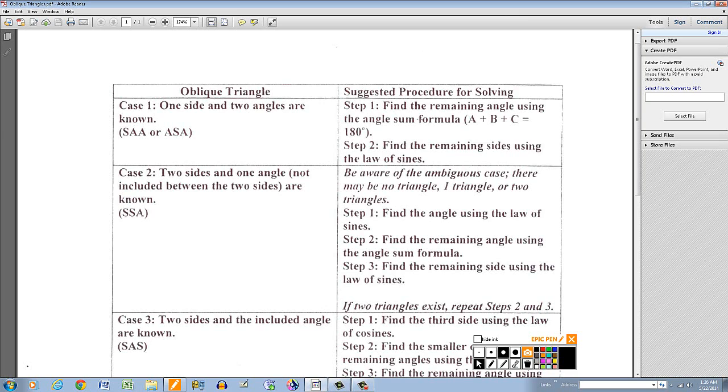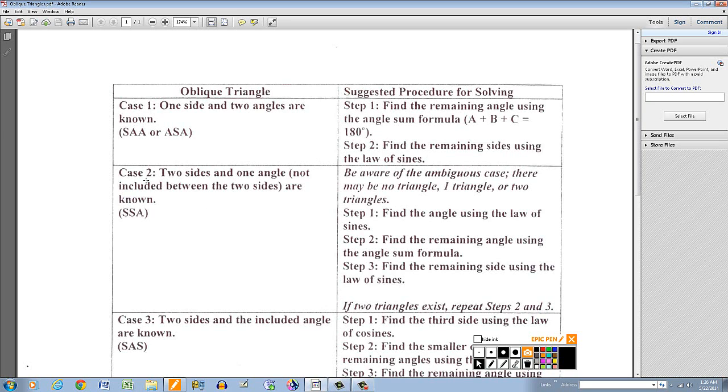A plus B plus C is equal to 180, which is what I just said. And then for step 2, obviously we need to find the remaining sides, in this case two sides, using the law of sines. So that'll be those formulas that I just referred to a while ago. Okay, now case 1 is pretty straightforward. No issues, just a matter of using your formulas and the calculator.